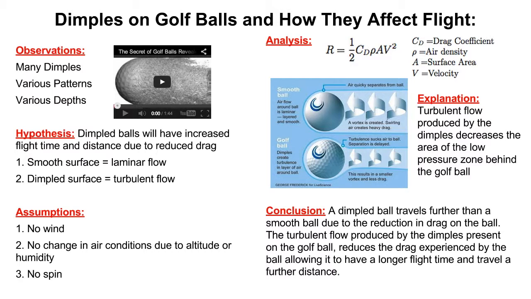Conclusion: a dimpled ball travels further than a smooth ball due to the reduction in drag on the ball. The turbulent flow produced by the dimples present on the golf ball reduces the drag experienced by the ball, allowing it to have a longer flight time and travel a further distance.